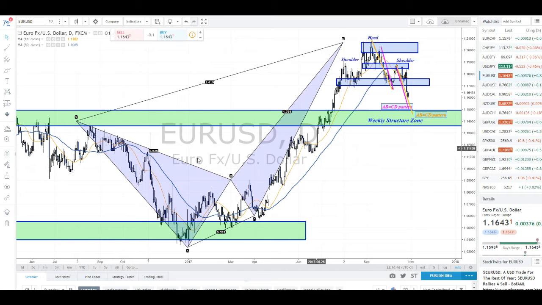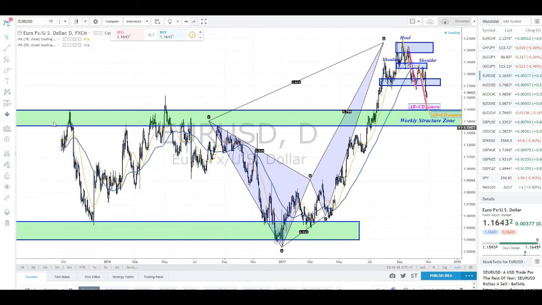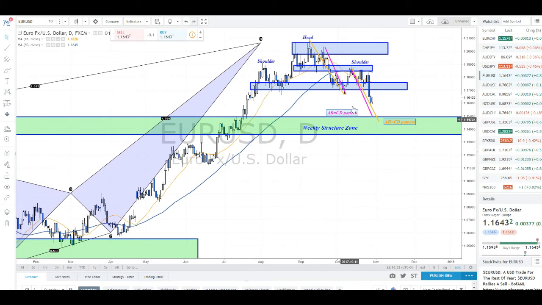Now, if EURUSD will indeed continue lower and test the 1.15 structure zone, it will not only test this strong weekly structure zone that was resistance and now should act as support, it will also complete two harmonic patterns, two AB equal CD patterns, with the difference between them being just where I pulled the AB and the CD legs. But basically what we get here is a 50 pips wide harmonic potential reversal zone between 1.145 and 1.15.